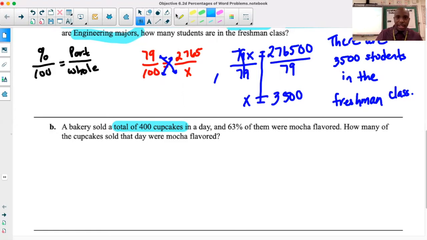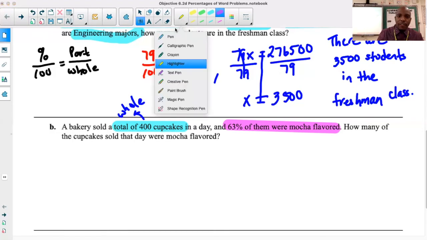They're telling me what the whole is. So if you want to make a nice little mark here, say, okay, that means that this right here has to be the whole. That means that 400 cupcakes is the whole. Then they go on to say, and 63% of them, so there's a portion of them that were mocha flavored. So do I know how many were mocha flavored? Does it tell me that? No.